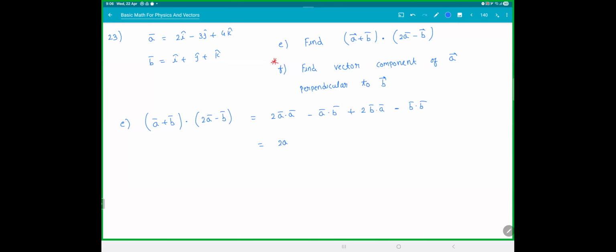A dot A is A square. 2 B dot A is 2 A dot B. And minus B dot B is B square. So what is A square? It is simply the magnitude squared, 2 into root 29 squared. What is A dot B? 3. What is B? Root 3 squared. That's 3, and the 3s will go off, and this is 29 plus 58. Right? Or did I mess up the calculation somewhere?